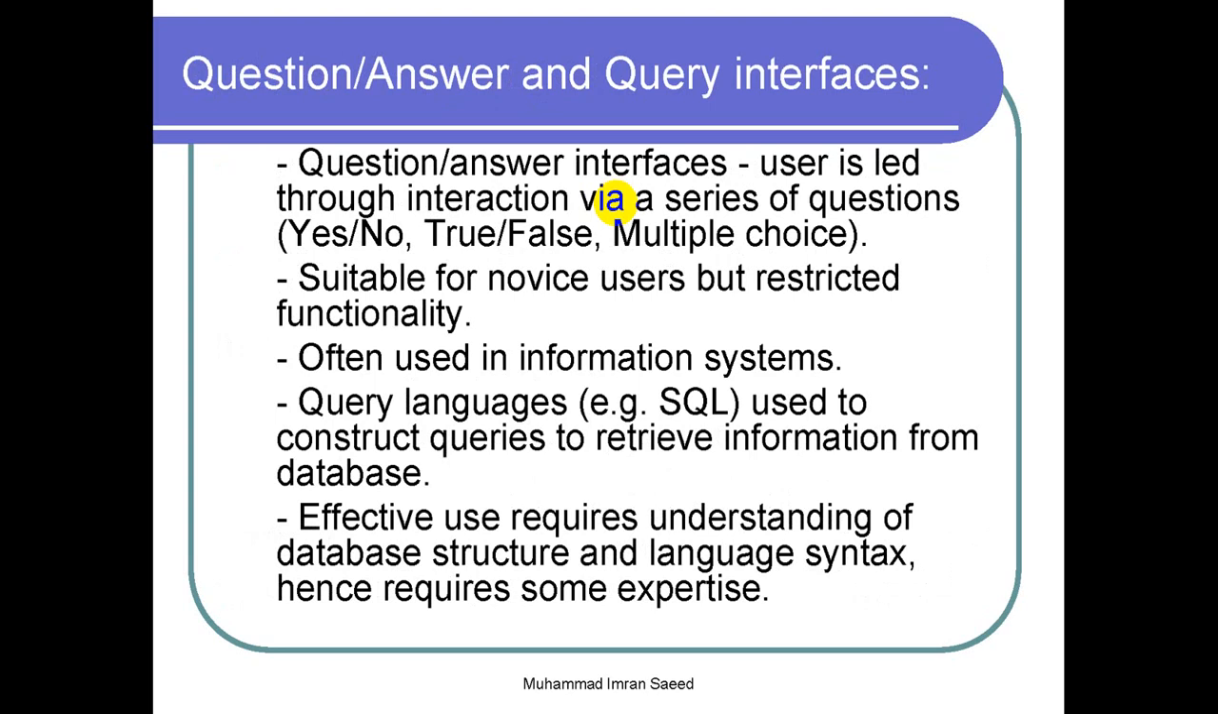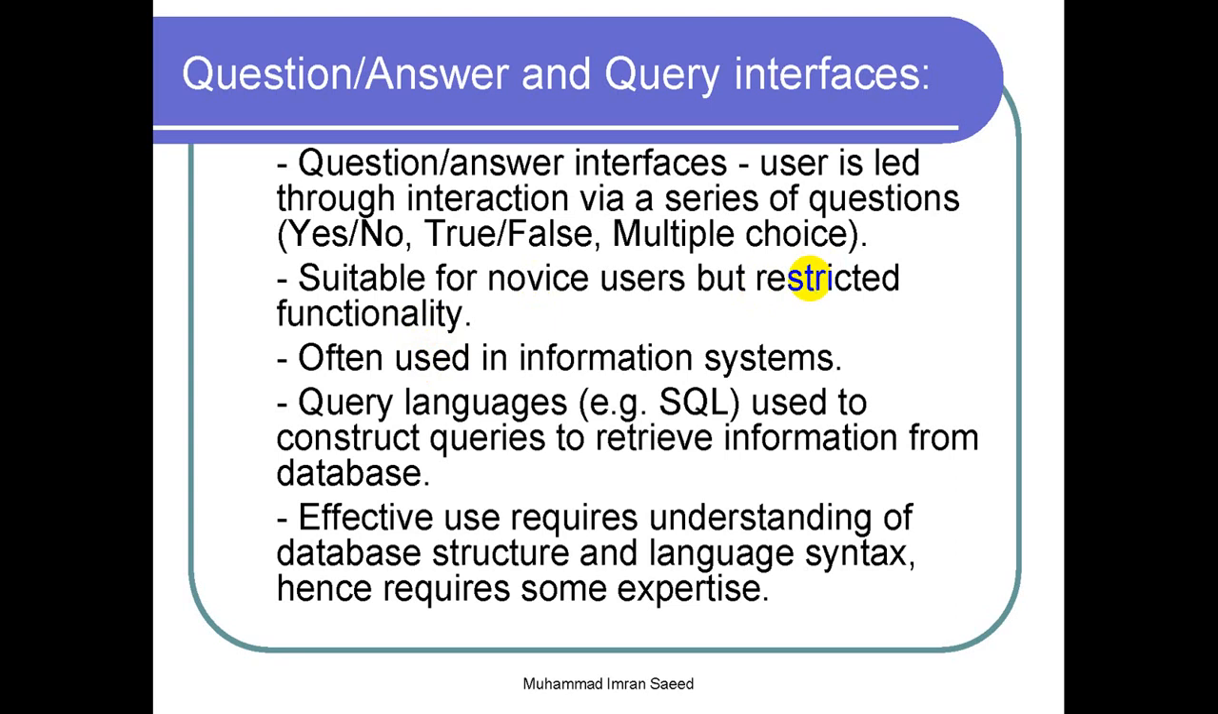Now another style is question answer and query interfaces. Normally in this case the user is led through the interaction via a series of questions. We are provided with questions, and those questions have specific answers: yes, no, true, false, or some multiple choice. So it is ideal to insert data, to get data, and it is suitable for novice users, right? Why? Because we provide the question and the answer, question and the answer, so in this manner he or she will easily be able to insert data. But here we have restricted functionality. That means he or she cannot write down anything of their own choice.